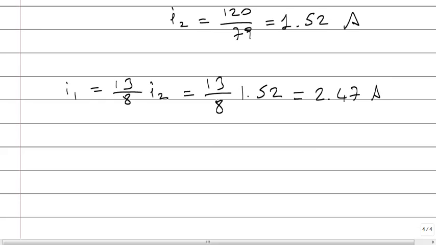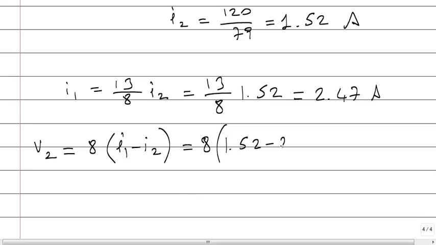So let me calculate this value. 8 times I1 minus I2, which is equal to 7.6 volts. Okay, so you can find anything, okay, any value of the circuit, because you know the currents, you know the resistances, you can calculate the voltages, you can calculate the powers, everything.